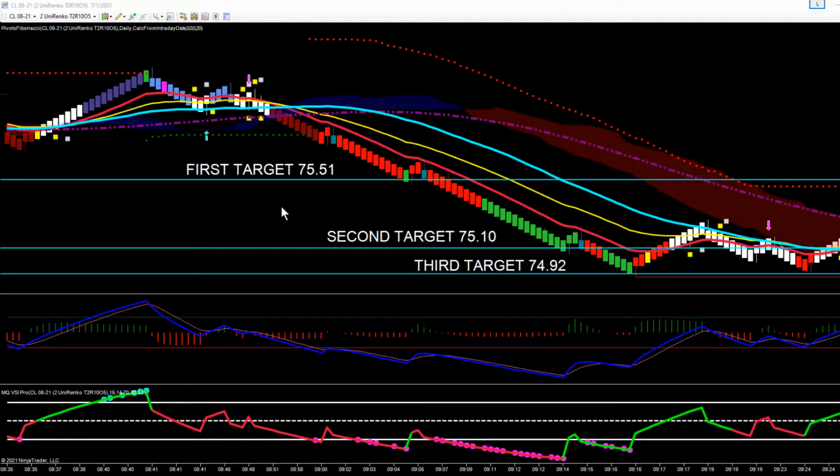Let's take a look at just some simple Renko chart setups that we had today. This is crude oil, and crude oil made a big push up in the overnight, and then it got extended, and then we triggered this trend reversal breakout right here.